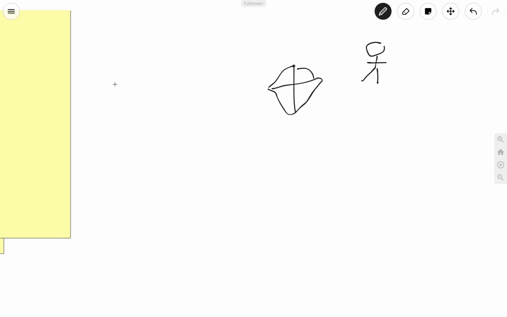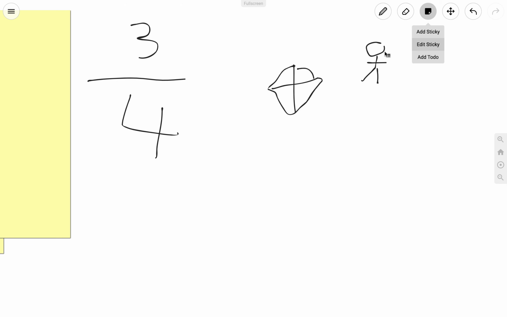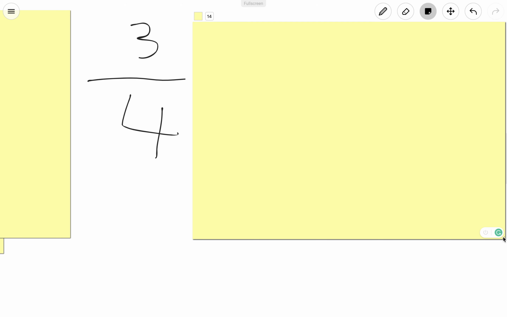And this is basically fractions. Now, onto some more technical things. So 3 over 4. What do you think this 3 is?